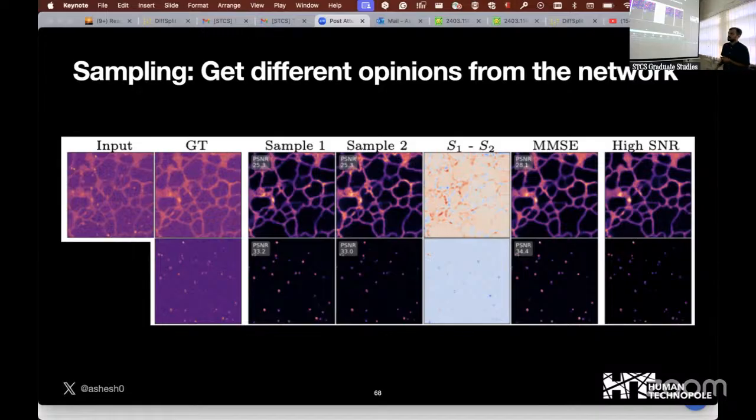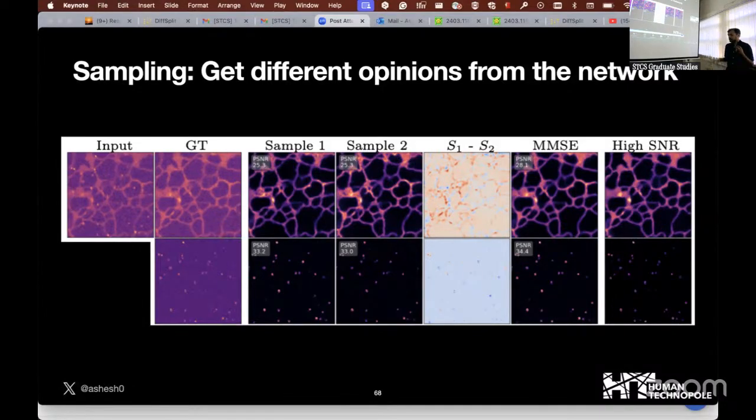So you have this noisy image, and you feed it to the network, you get a prediction, you feed it again, you will get a different prediction. And here I just take the difference between the two to show that indeed they are different. And the second last, this is the heat map actually. The second last column is the MMSE, which is the average of 50 predictions. So this tells you the expected prediction by the network for this given input.